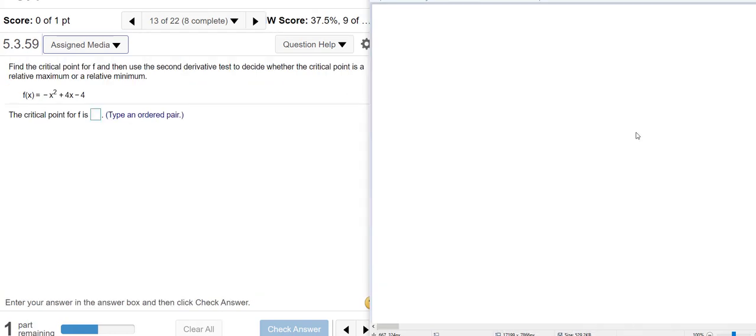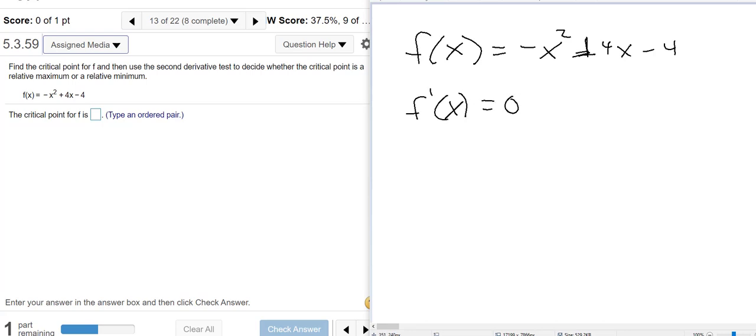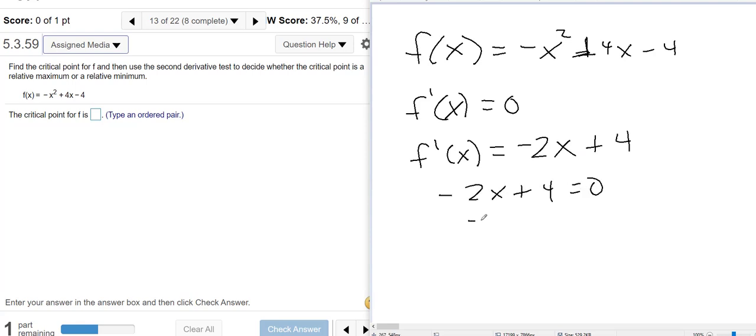Number 13, find the critical point for f and then use the second derivative test to decide whether the critical point is a relative maximum or a relative minimum. So if f of x is -x squared plus 4x minus 4, its critical value is where f prime of x is equal to 0. So f prime of x is -2x plus 4. -2x plus 4 equals 0. -2x is -4, so x is 2.